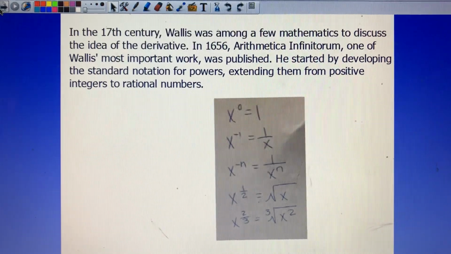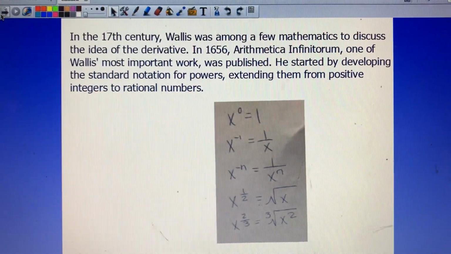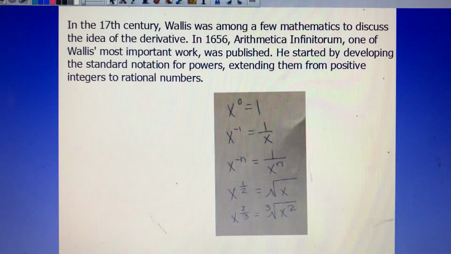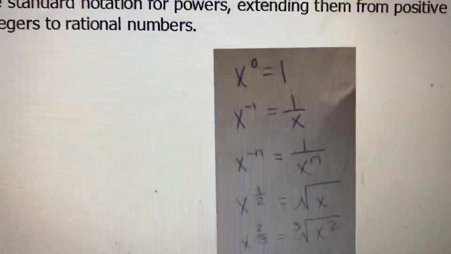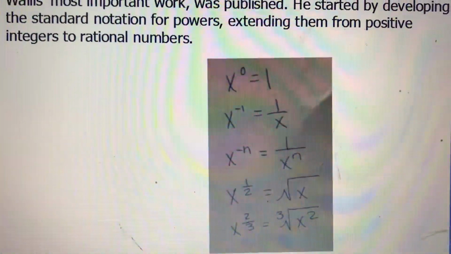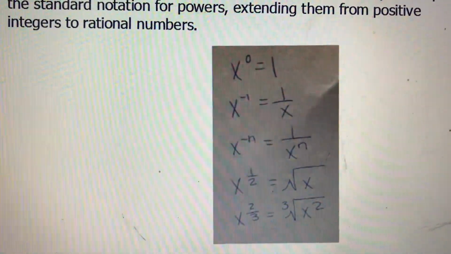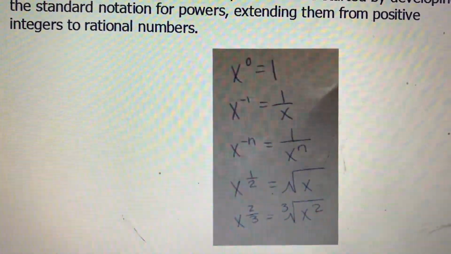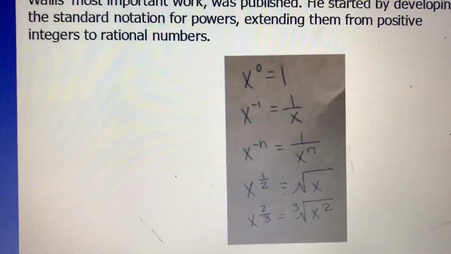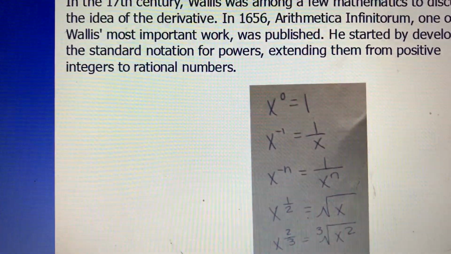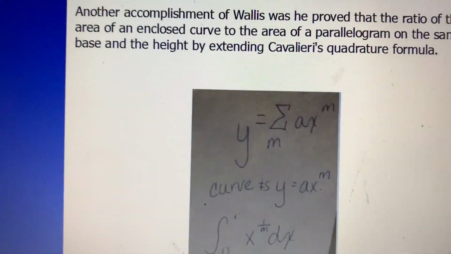his most important work was published, and he started by developing the standard notation for powers and extending them to positive rational numbers. So, for example, x to the 0 is 1, x to the negative 1 is 1 divided by x. He talked about the powers of 1/2 and 2/3, so he created that. Or extended that, not created.